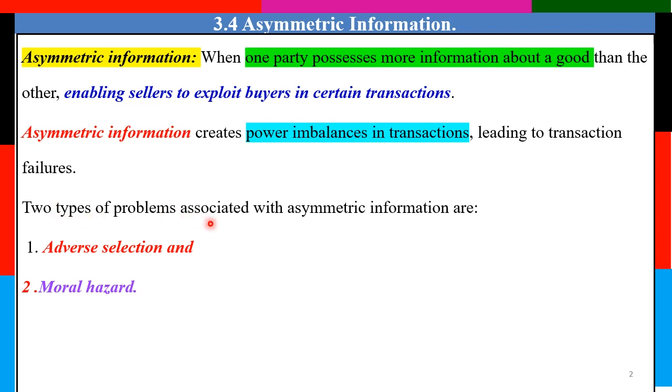There are two types of problems associated with asymmetric information: adverse selection and moral hazard. So in short, asymmetric information is biased or imbalanced information between the seller and the buyer. It causes exploitation of the buyer's power by the seller when there is asymmetric information, or when there is biased information in the market.